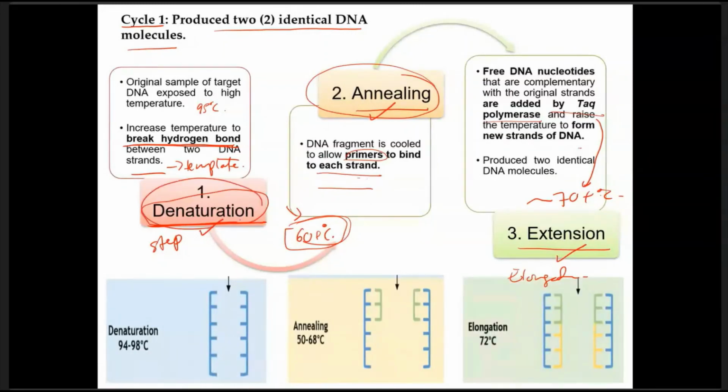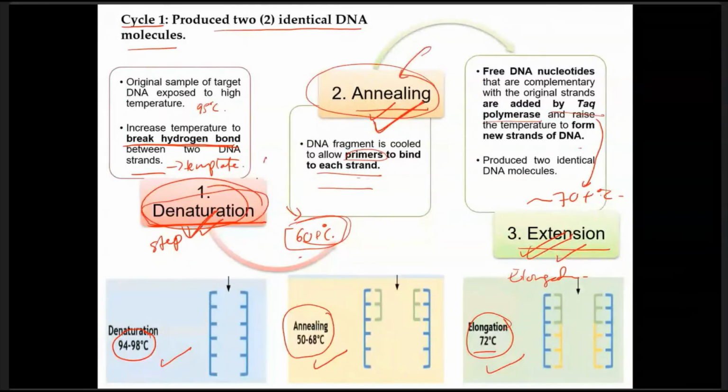For denaturation, the temperature is about 64 to 68 degrees. Annealing is about 50 to 68 degrees. For elongation, you increase the temperature again to 72 degrees. So you must remember the temperature for each of the steps. You must remember the sequence of the steps: denaturation first, annealing and extension, and you must know what happened in each of these steps.